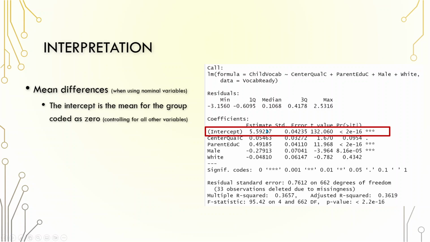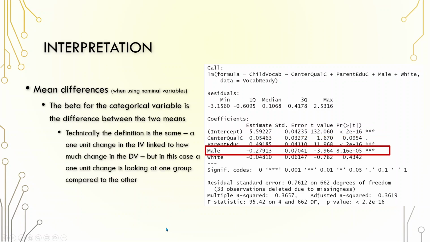Our average for non-males, or for girls, in this sample was 5.59 on the vocabulary score. Now, we could focus on the estimate too for this nominal variable. This would be the difference between the means. And because it's significant, we're saying there is a significant difference between males and females on this vocabulary score. If you wanted the mean for males, and you've already created a variable called female, you could just swap this out for the female variable, and this intercept is going to change.